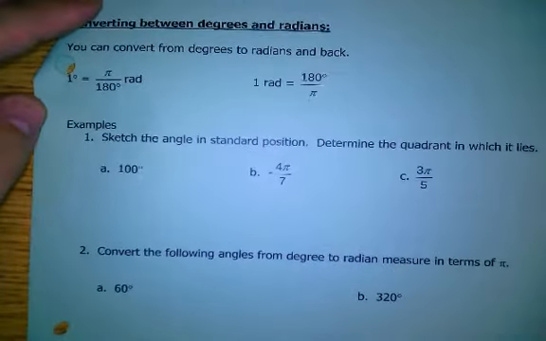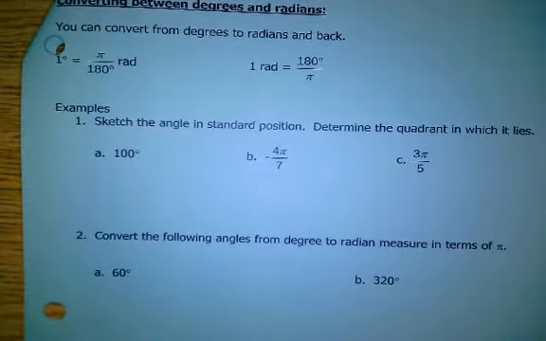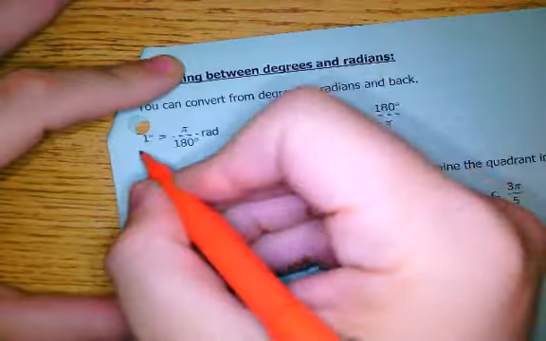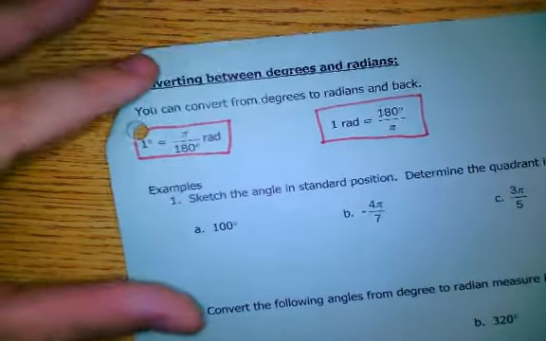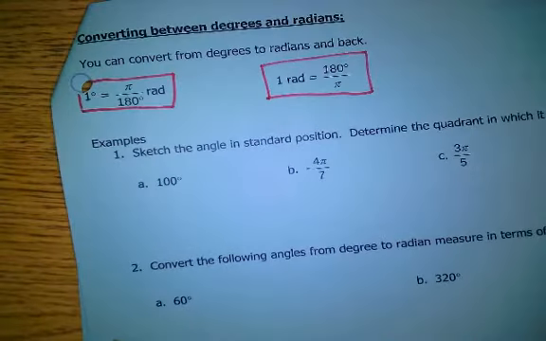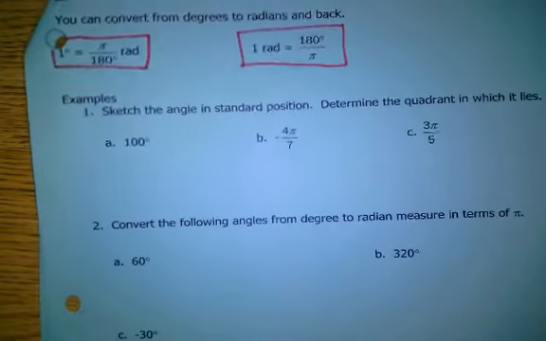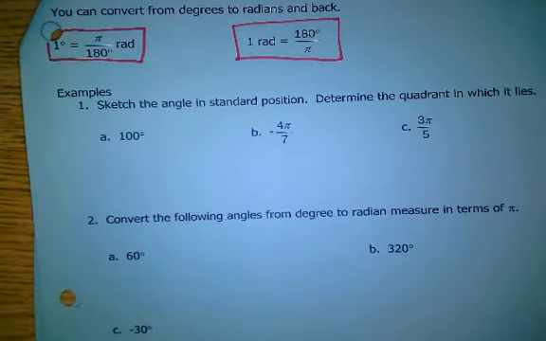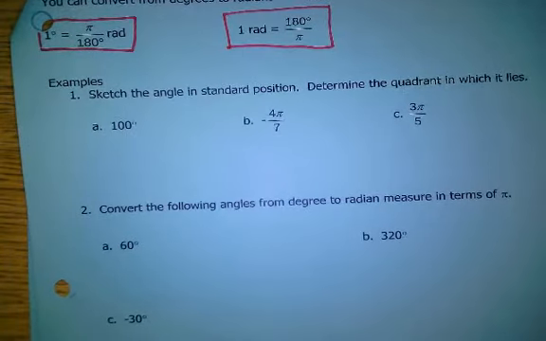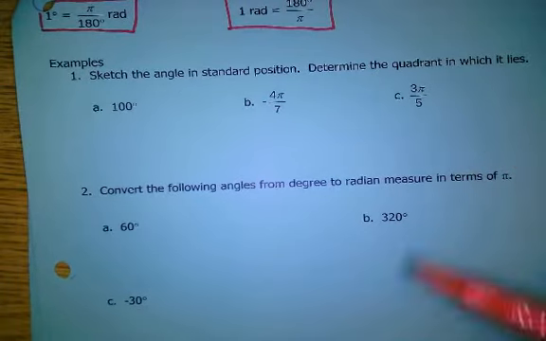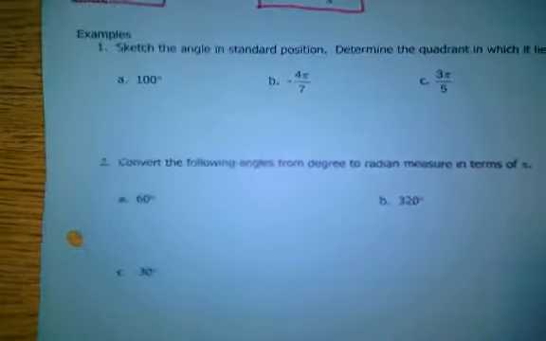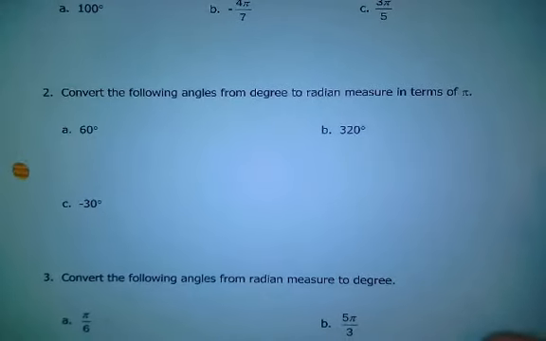Alright, so you can convert from degrees to radians and from radians to degrees. You need to know these proportions. You need to know this. Okay? You need to know these. I'm going to come back to example 1. I'm going to go quickly do 2 and 3. I feel like it's a little out of order here. So let's go ahead and convert these angles from degrees to radians.